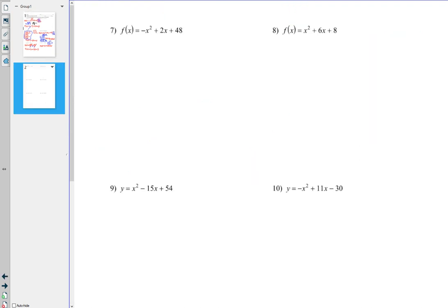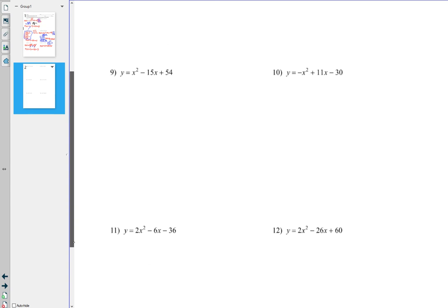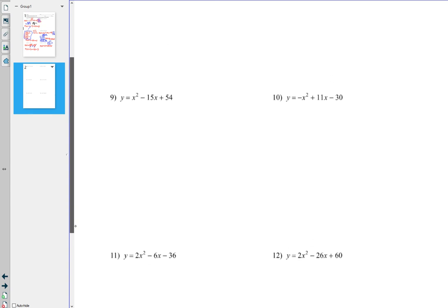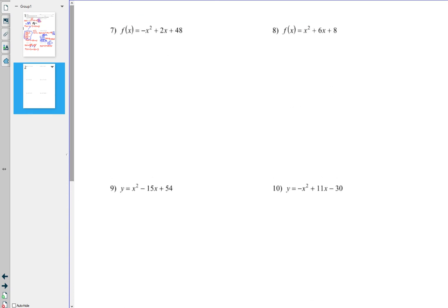But let's go to the second page. Oh wow, these are all pretty simple. Common factor. Yeah. Oh wow. And these should be pretty quick. Do number 7 on your own. See if you can come up with that one on your own and raise your hand when you got it.